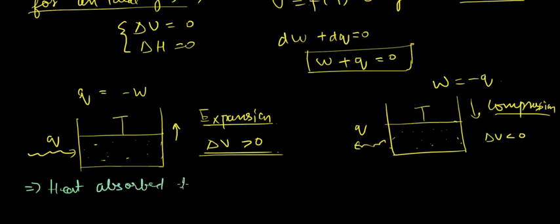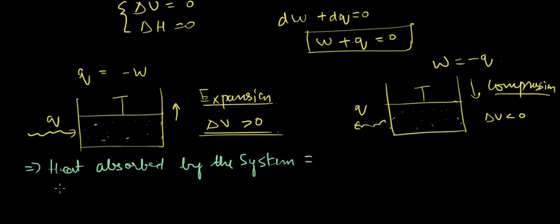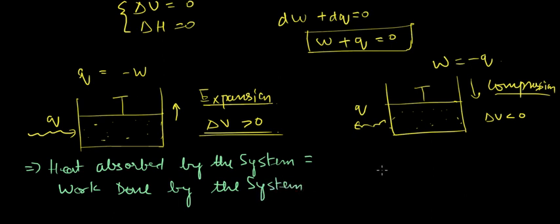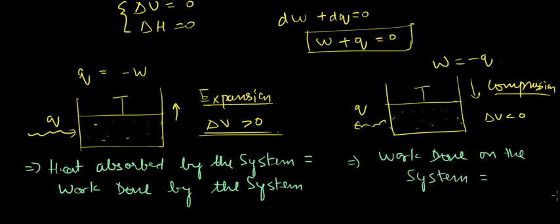Heat absorbed by the system would be equal to work done by the system. And in this case we can write that work done on the system would be equal to heat released by the system.